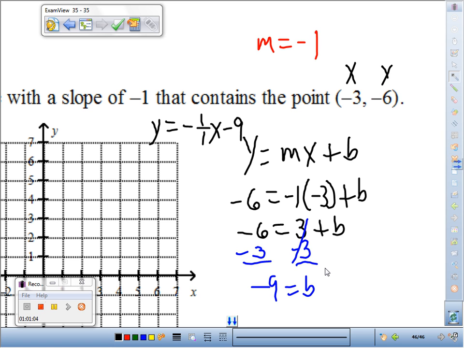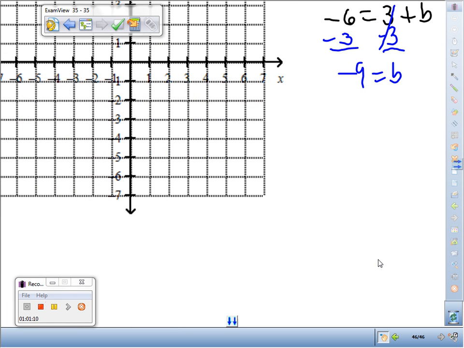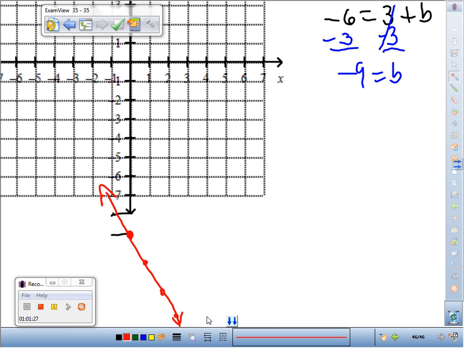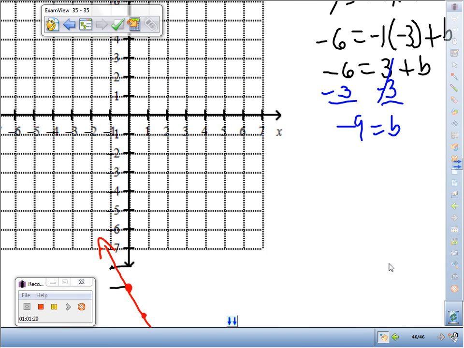Hands up if you got that. Now, our graph doesn't really hold negative 9, but if it did, it would be down here. One down, one to the right. One down, one to the right. One down, one to the right. And our line should go through those two points. Okay, let's do another one.